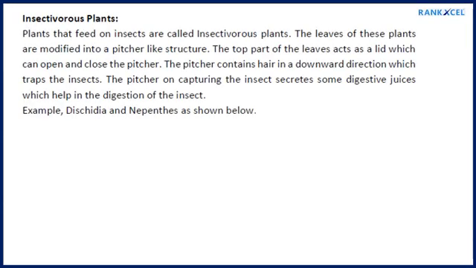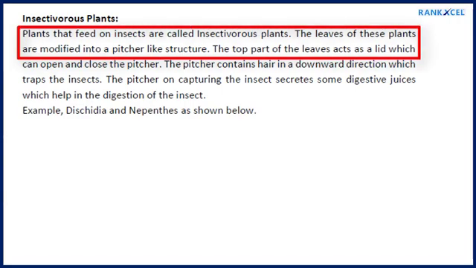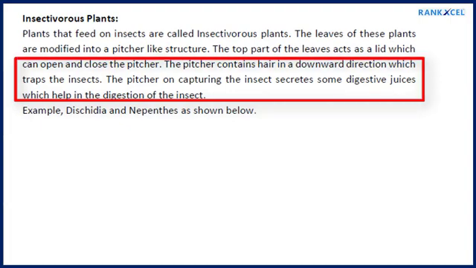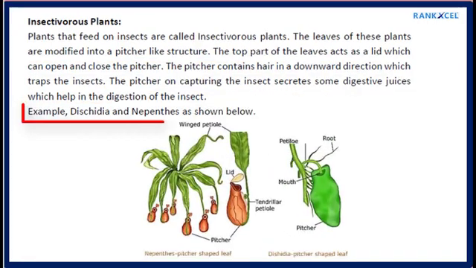Insectivorous plants. Plants that feed on insects are called insectivorous plants. The leaves of these plants are modified into a pitcher-like structure. The top part of the leaves acts as a lid which can open and close the pitcher. The pitcher contains hair in a downward direction which traps the insects. The pitcher, on capturing the insect, secretes some digestive juices which help in the digestion of the insect. Example, Dischidia nepenthes as shown below.